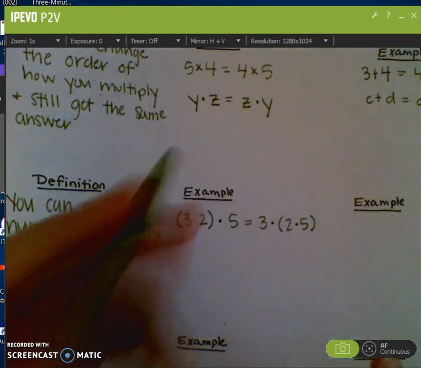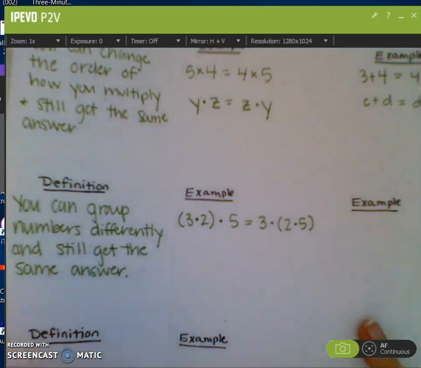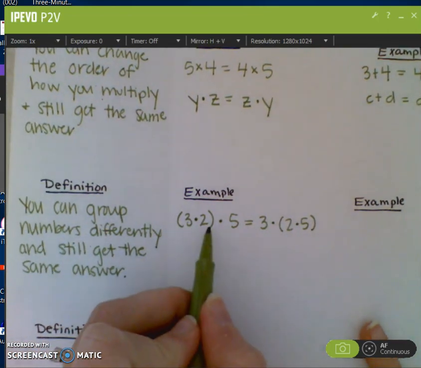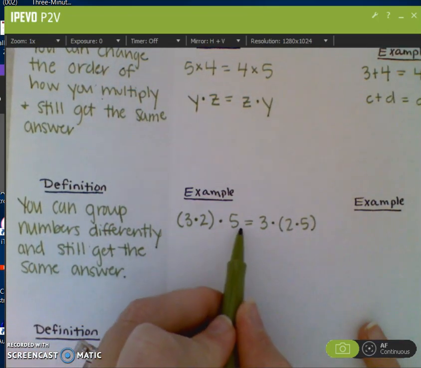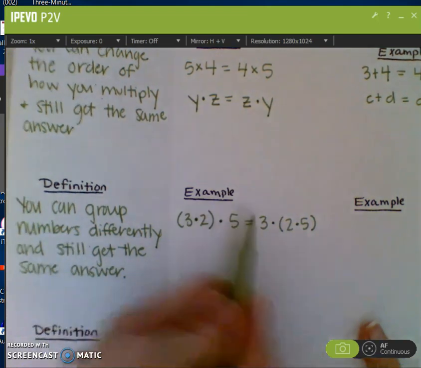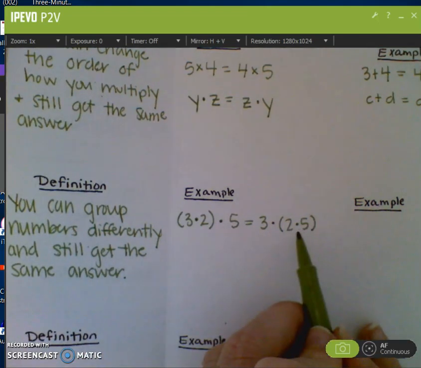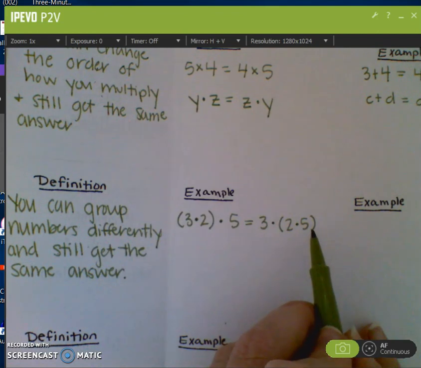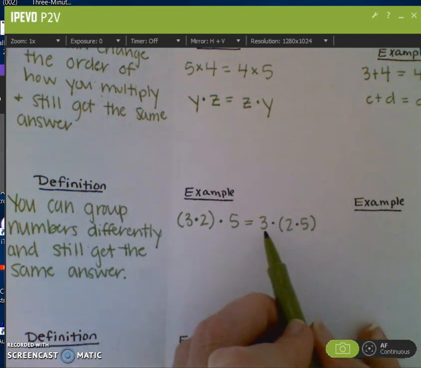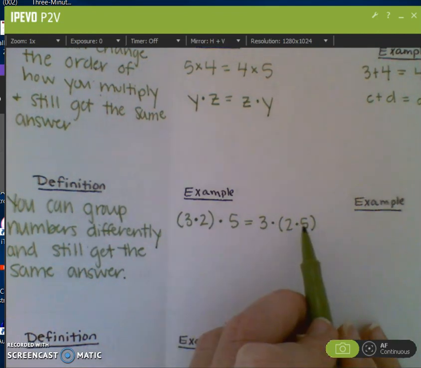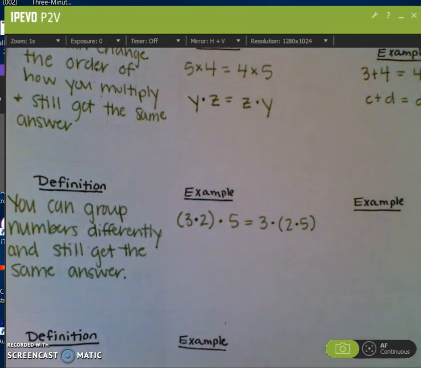But what I want you to see here is order of operations tells us to do parentheses first. And 3 times 2 is 6. 6 times 5 is 30. So this side is 30. Over here, if we do parentheses first, 2 times 5 is 10. 10 times 3 is 30. 30 equals 30. So these two sides are equal, even though the grouping, the parentheses, are different.